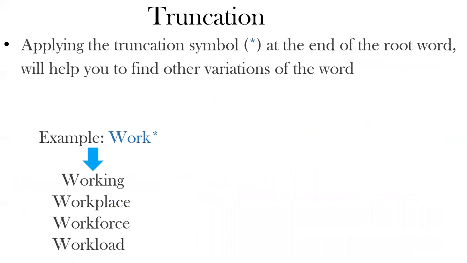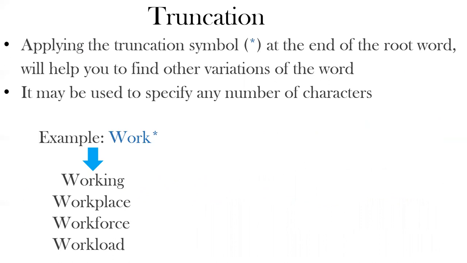The truncation symbol is normally applied at the end of the root word, and it will help you to find other variations of the word. It may be used to specify any number of characters. This example, work, is also a good example, so it shows you all the variations of the word.